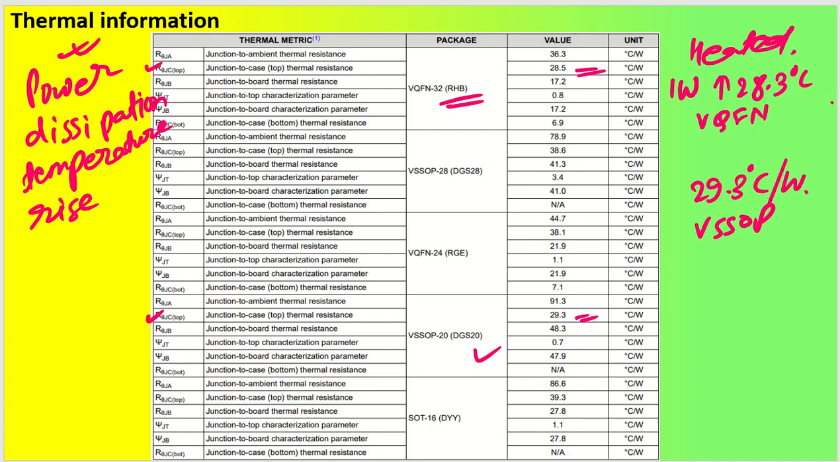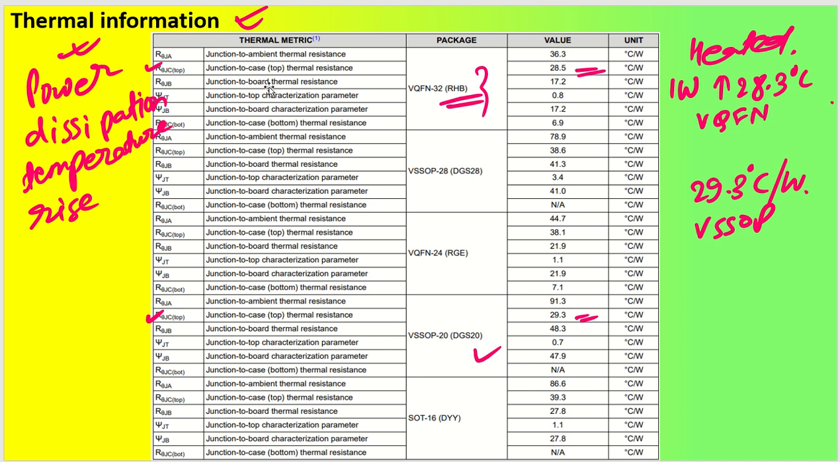Next, we have power dissipation thermal rise. So what is the thermal information that this particular device has? If you talk about the 32 pin VQFN package, theta JA, that is junction to ambient thermal resistance, is 36.3 degree centigrade per watt. So for 1 watt of power dissipation, there will be an increment of 36 degree centigrade in the temperature.